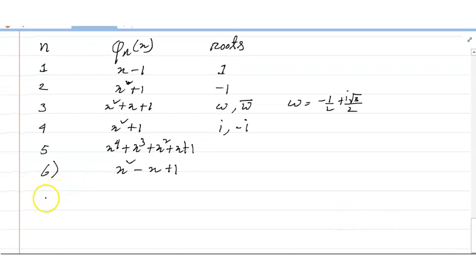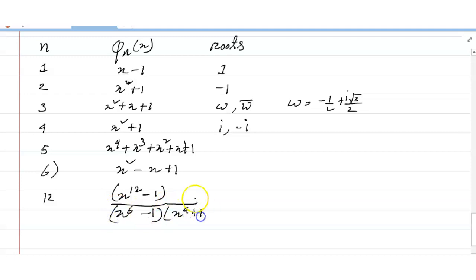When n equals 12, then x to the power 12 minus 1 is divided by x to the power 6 minus 1, x to the power 4 plus 1, into x squared minus 1, equals x to the power 4 minus x squared plus 1.